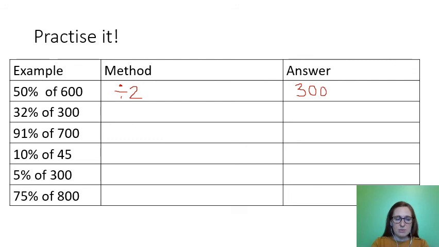How would you work out 32%? What's your preferred method? Are you going to divide it by 100 and multiply by 32? Are you going to split it into 30%, 30%, 30%, 2%, or 30%, 30%, 30%, 1%, 1%? How are you going to work this out? What is your method? Now, this method box is for your jottings. So pause the video and practice it.